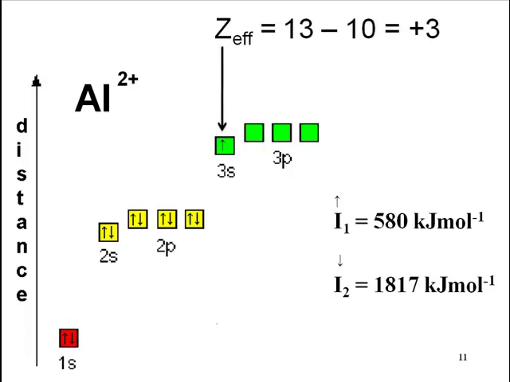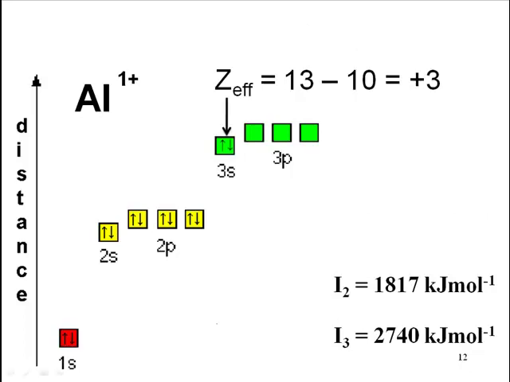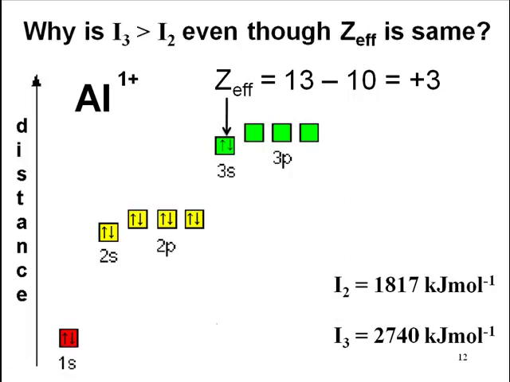Now, the next one isn't quite as dramatic of a change because, again, it's a plus 3 again. This is a plus 3, that's a plus 3. It's still a large difference, but the big difference was between I1 and I2 because of the Zeff and the shielding. So why is I3 greater than I2 even though the Zeff is the same? No, the Zeff is the same.